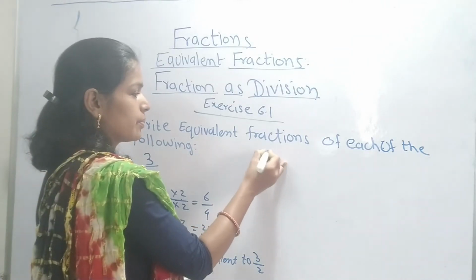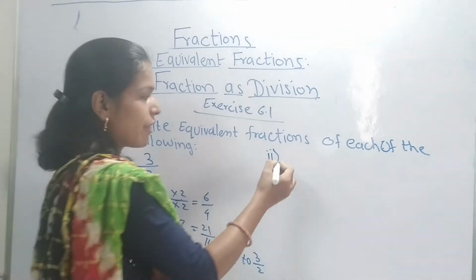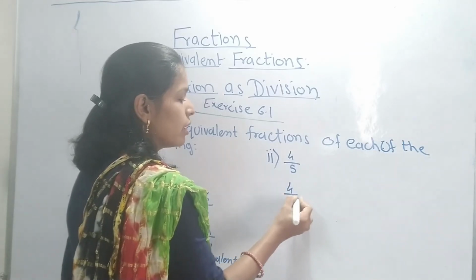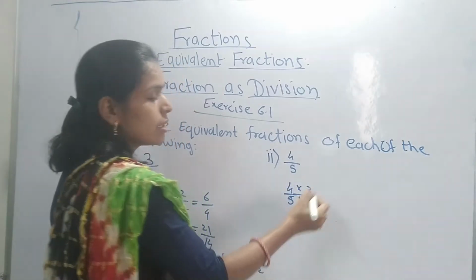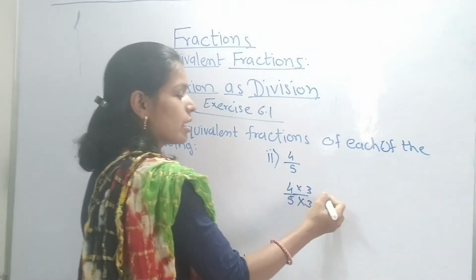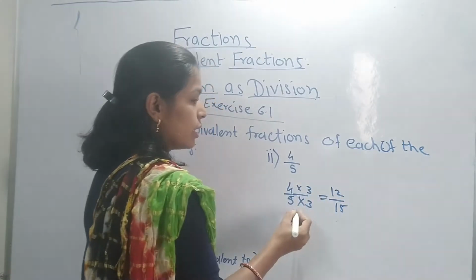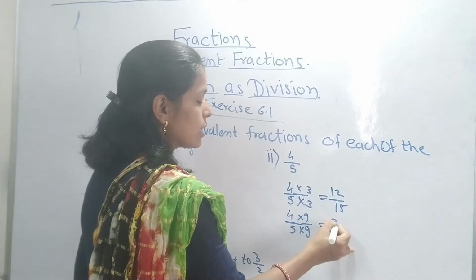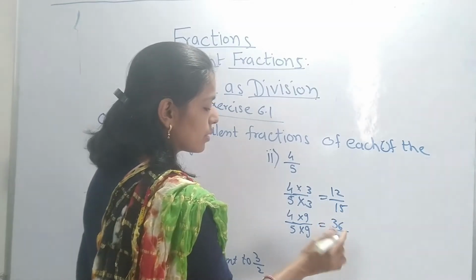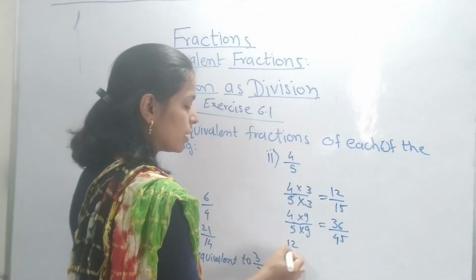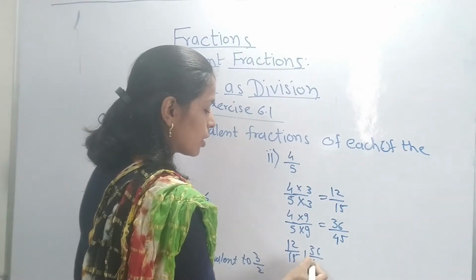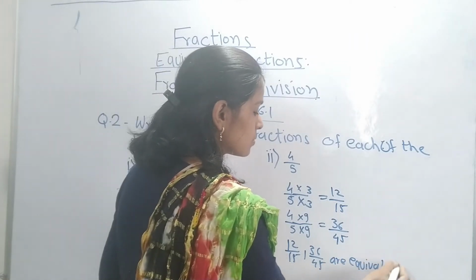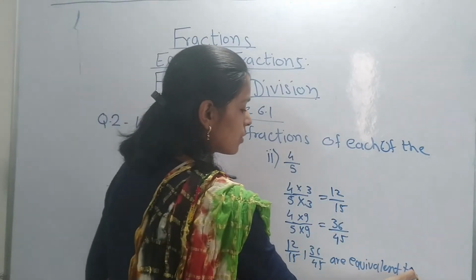Let's solve the second example. In the second you are given 4 by 5. How to solve it? Again, multiply 4 by 5 with numbers of your own choice. I am taking 3 here. 4 3s are 12, 5 3s are 15. Then I am multiplying it by another number, 9. 4 9s are 36, 5 9s are 45. So 12 upon 15 and 36 upon 45 are equivalent to 4 by 5.